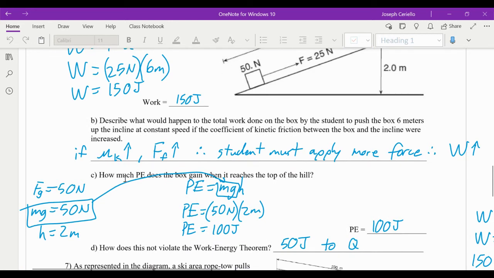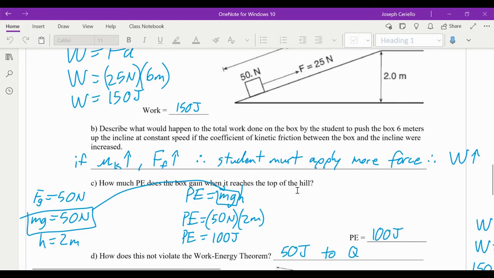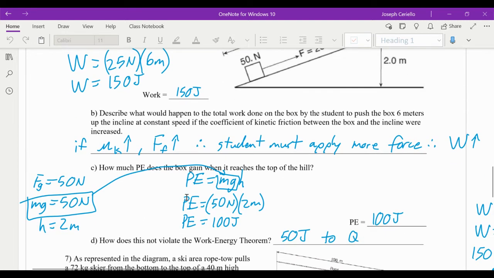Next part, how much potential energy does the box gain when it reaches the top? So potential energy is mgh. Now, we're not given the mass here, but we're given mg, we're given the weight. So you can just take that 50 newtons and plug it right into mg. Some students don't like doing that. They like to divide this weight by 9.8 and then throw it in here, which you end up multiplying by 9.8 again with the g. So it's really up to you. Anyway, we get 100 joules.